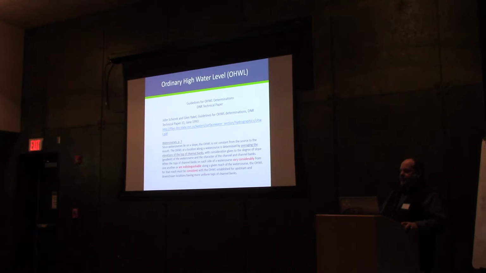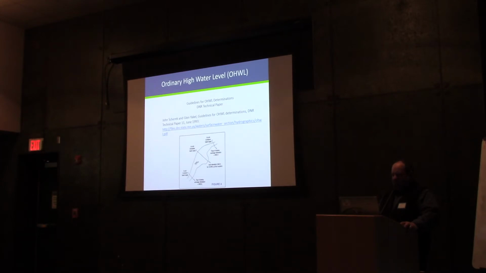And here's a reference to the technical paper again, 1993. The paper's 10 pages. What's on your screen there is what it says about watercourses. It's basically saying it's not constant because watercourses slope, obviously. And there are words like, when the tops of the channel bank on each side of the watercourse vary considerably from one another or are indistinguishable along a given reach, whatever you decide has to be consistent with other OHWs for that stream or river.